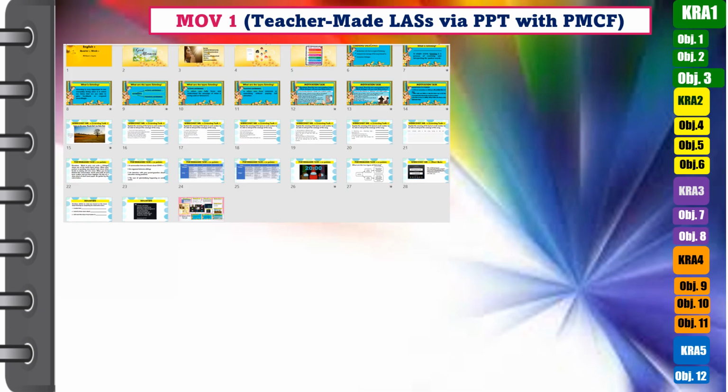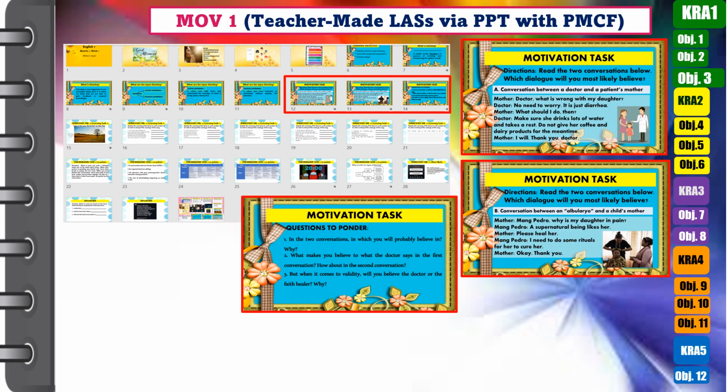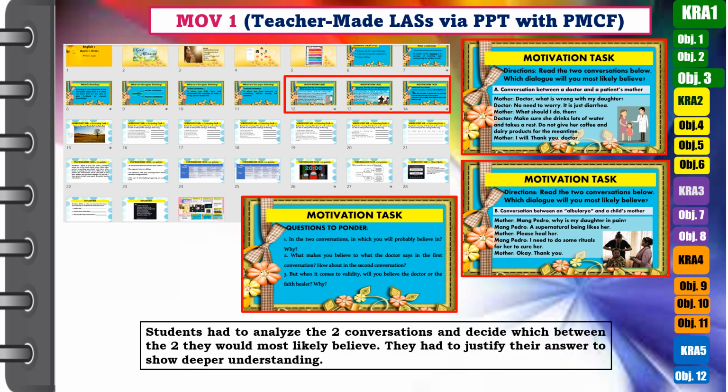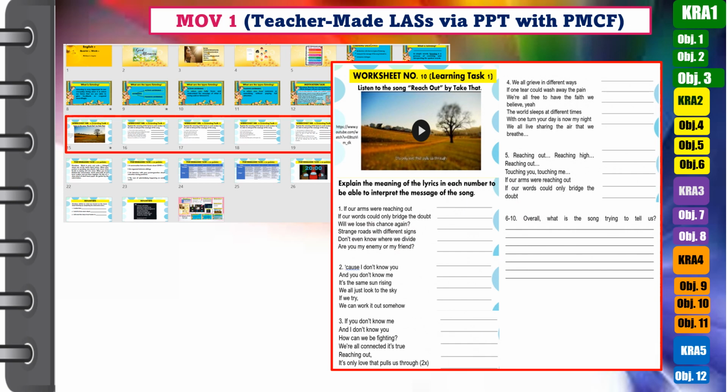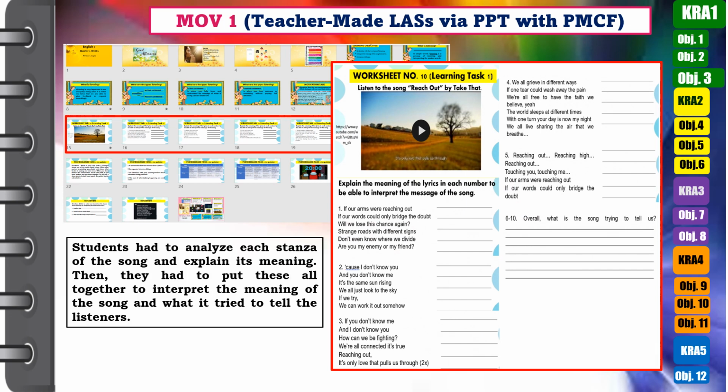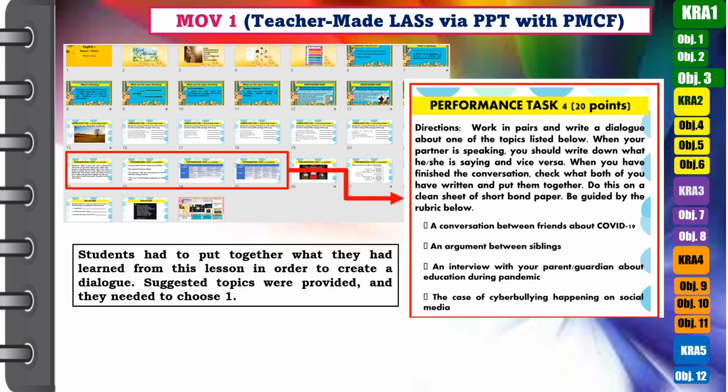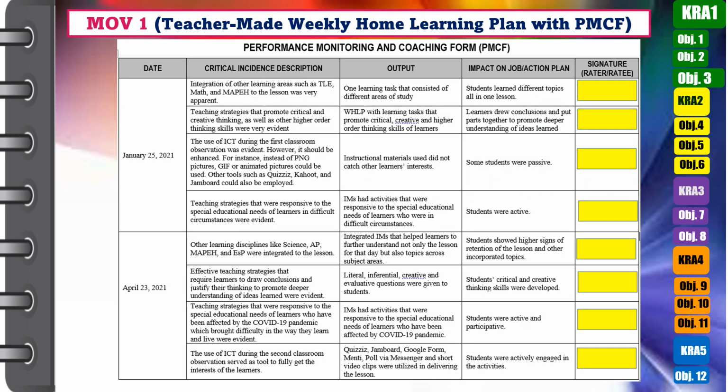For MOV1, I attached the learning test I made via PPT. I gave emphasis to the activities that promote critical, creative, and higher order thinking skills. This is the annotation. Second activity with annotation. Another learning test with annotation. This is the comments or suggestions I gave during the first observation of my colleague.